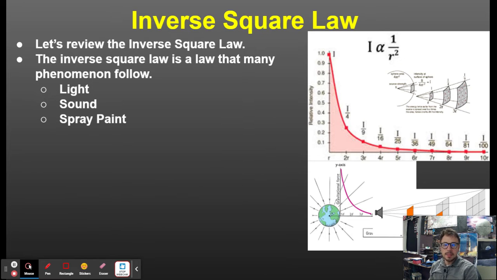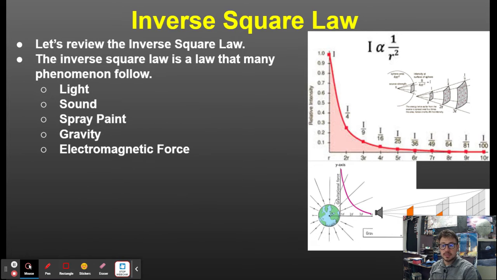Spray paint, so this is a good visualization. Once again, it doesn't follow it exactly, because gravity would pull down spray paint. But you can just think about, if you spray paint something, it's going to be really thick if it's really close up, and it might drip, and then you say, whoa, I have to take a step back and spray paint just so I can get it thinner. It does follow that inverse square law because it's covering an area.